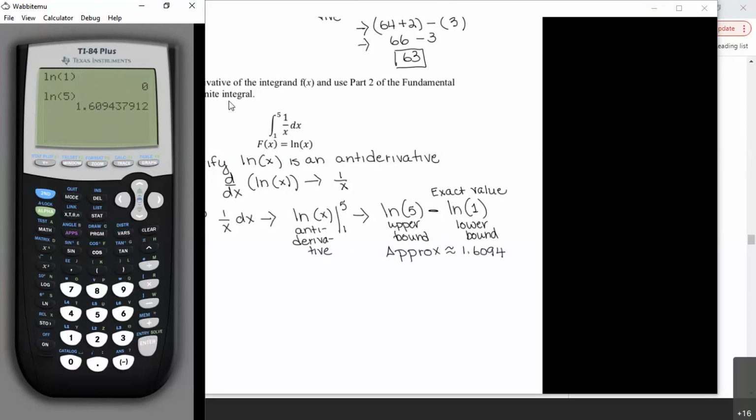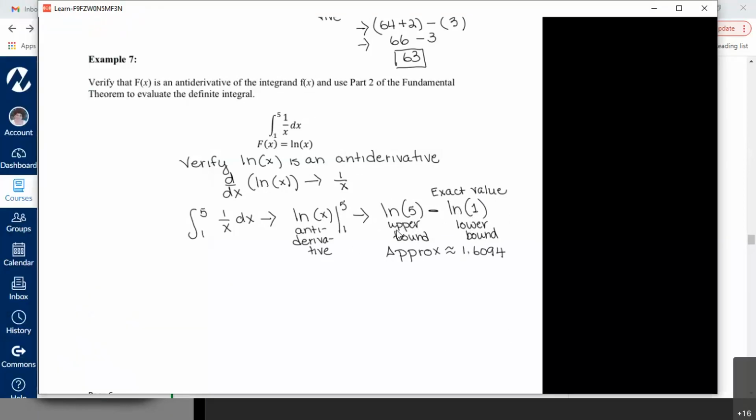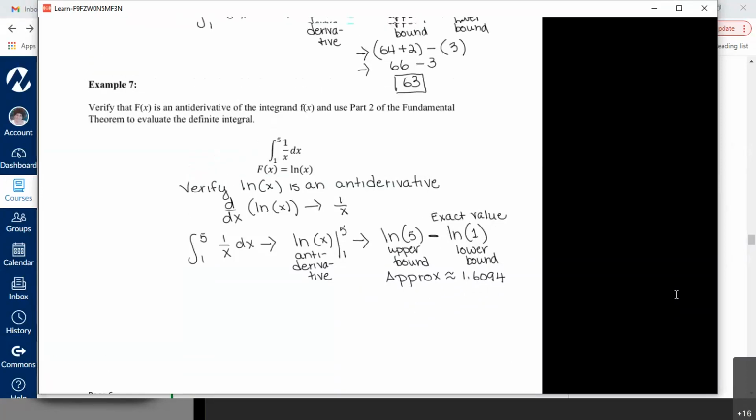So again, please pay attention to whether or not you need an exact value, in which case you leave ln in, you just say ln 5. And if you have to approximate it, you're going to get a certain amount of error because you're leaving off decimal places.